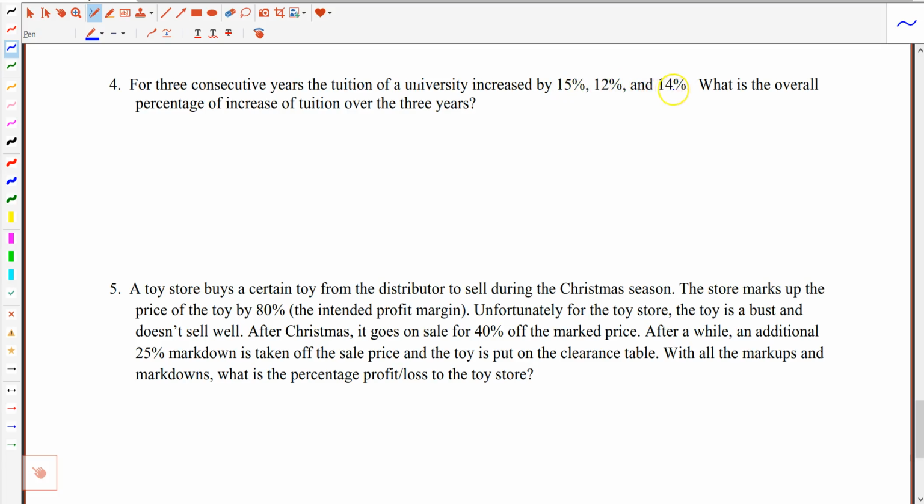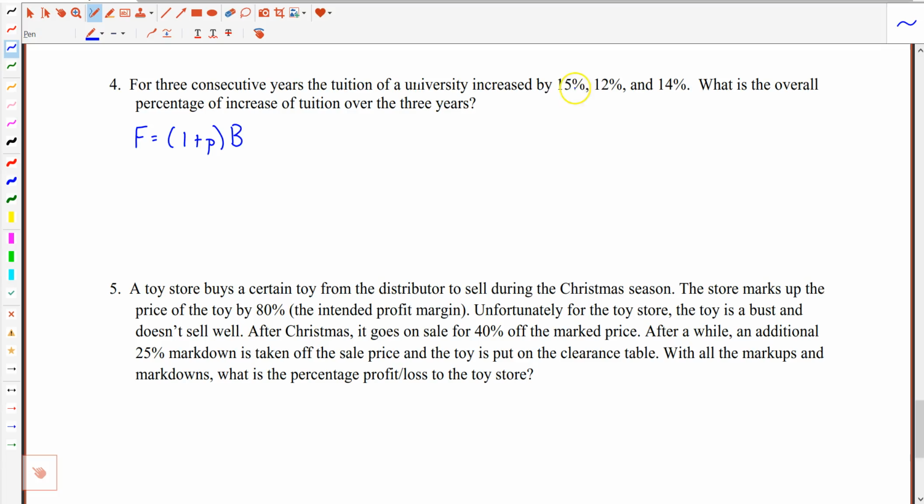So the only way you would be able to add these percents is if every one of these percents applied to the same base. Because it doesn't, the cost of the tuition changes from year to year, we're going to have to do something a little bit different to figure out what's going on here. This is where our percent change formula comes into play. So again, the percent change formula that we're using is this.